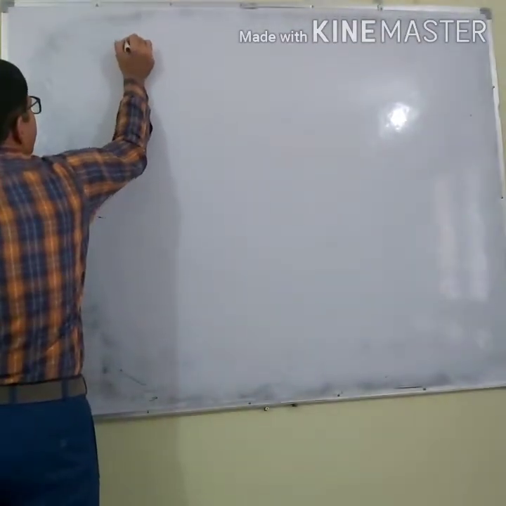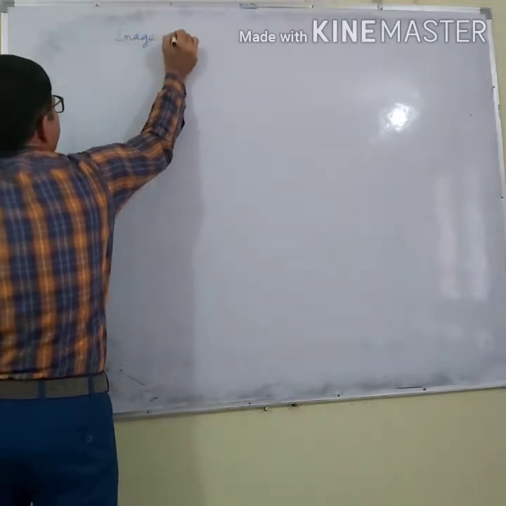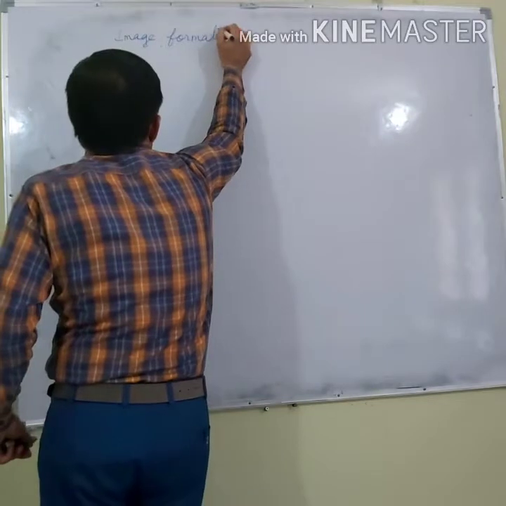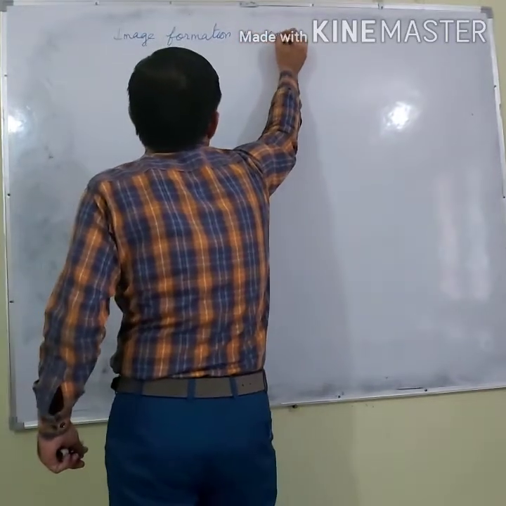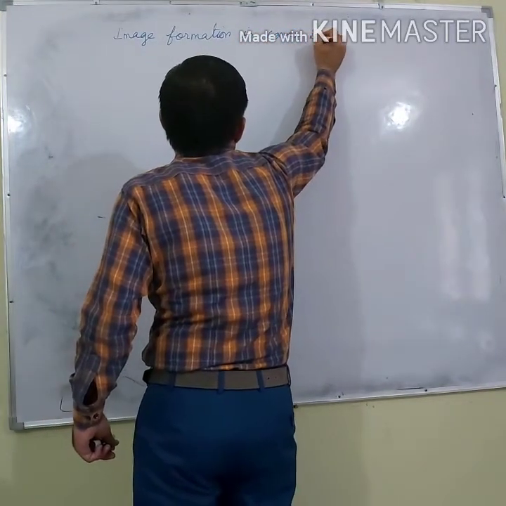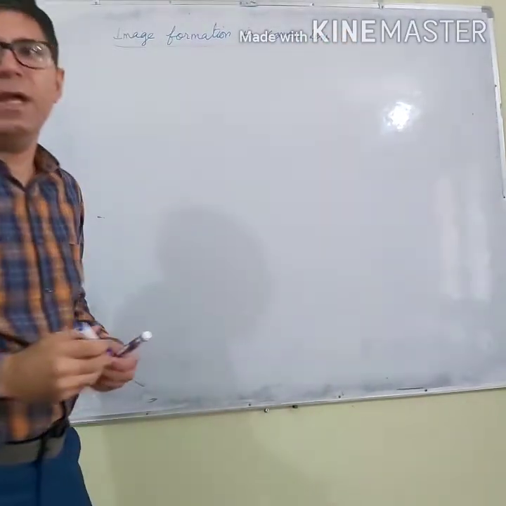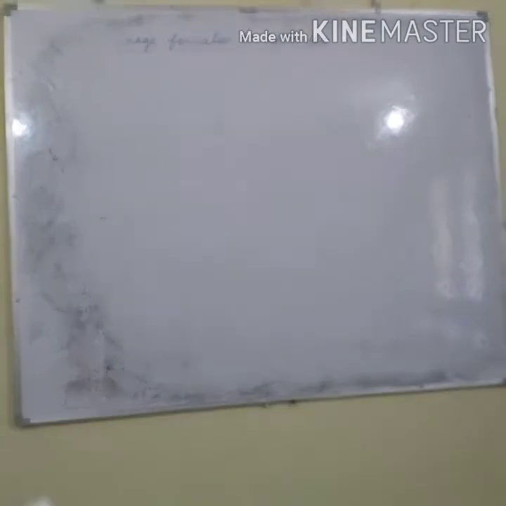Image formation in convex lens. What is the image formation in convex lens? Similar to that of concave mirror.